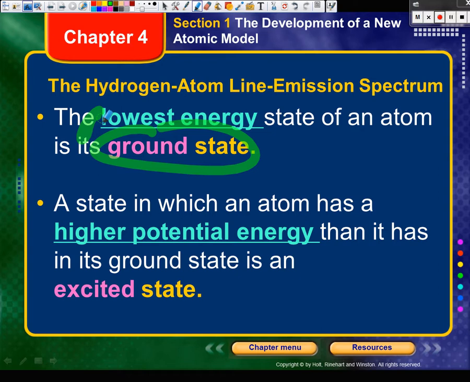So imagine if we were to step right outside this window, what would we be standing on? The ground, and this is a very low energy state. You need zero energy required to stand on the ground. When an atom is in a state in which it has a higher potential energy than it has in its ground state, it is called an excited state.